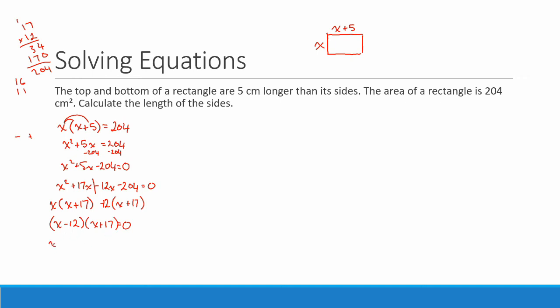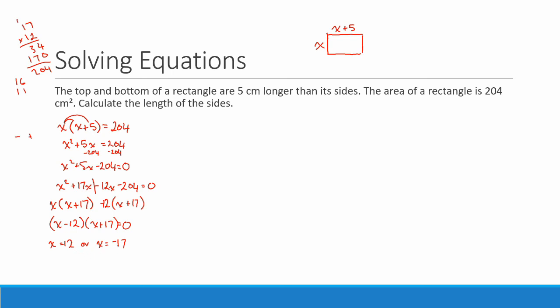And so x, when we solve this quadratic, must be 12 or a negative 17. Okay, so that's probably not our final answer. Let's go look at it again. So we need the length of the sides.